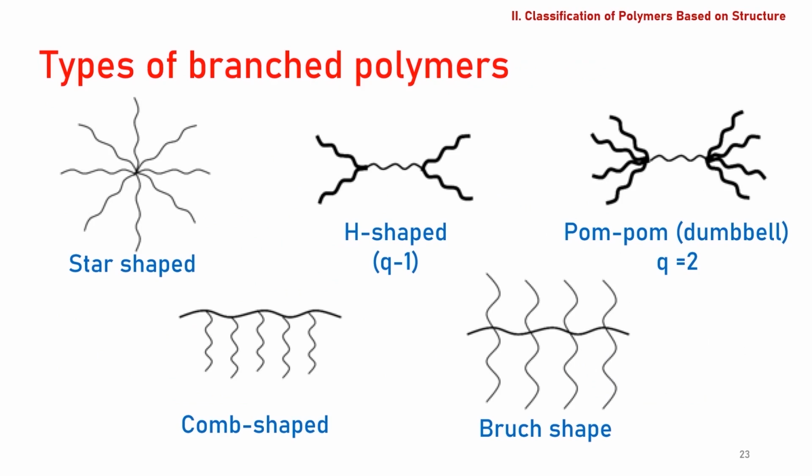For example, star polymers, where a single branch point gives rise to multiple linear arms with the same repeating units coming off a center. The second subclass is the H-shaped polymers. H-shaped polymers have a primary single chain crossbar with both ends split into Q number of branches. If the Q number is equal to 1, it's an H-shaped polymer, but if the Q number is equal to 2, it's a pom-pom branched polymer.